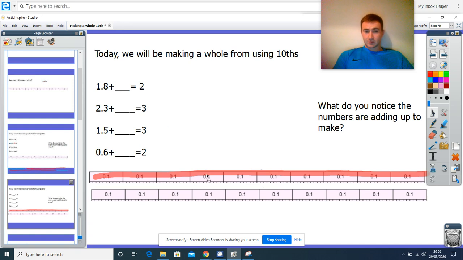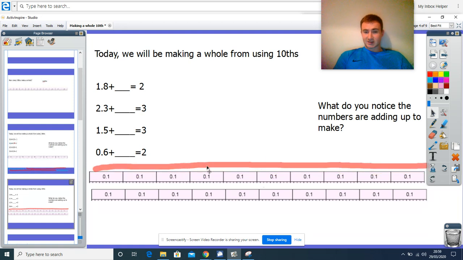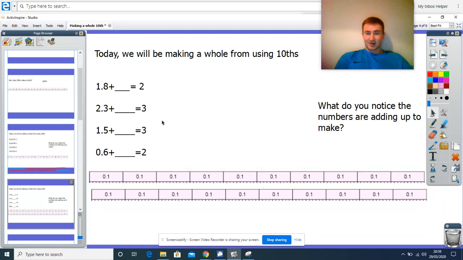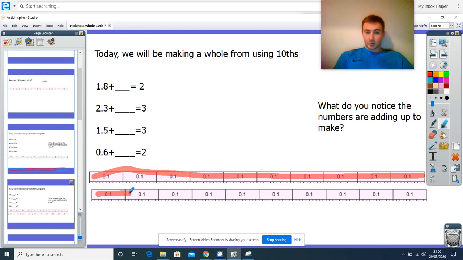Now what I could have done is I could have straight away said, right, okay, the answer's 2. You can see my answer's 2 wholes. So to help me explain this, I'm going to get myself 2 whole bar models, and now you can see that in the picture below. So I've got 2 whole bar models. So I'm going to shade in 1.8, so 1.1, 1.2, 1.3, 1.4, 1.5, 1.6, 1.7, 1.8.